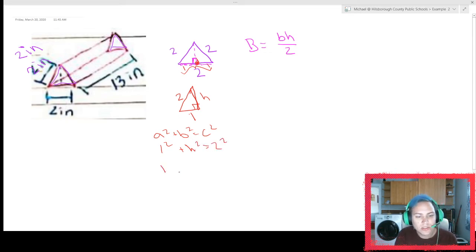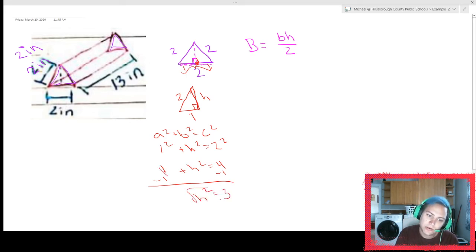And so I'll work this out. 1 squared is 1, 2 squared is 4, subtract the 1 from both sides, and I end up with h squared is equal to 3. So when I square root both sides, h is equal to the square root of 3. So this comes up here now and makes this a little bit easier to do.